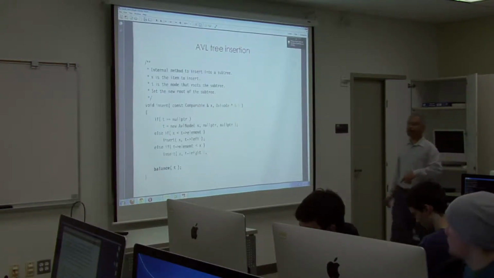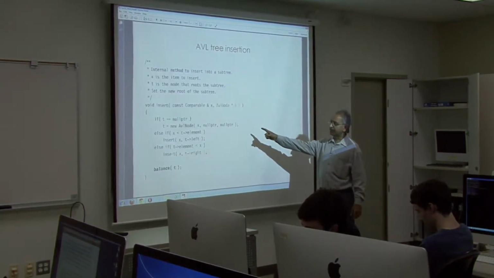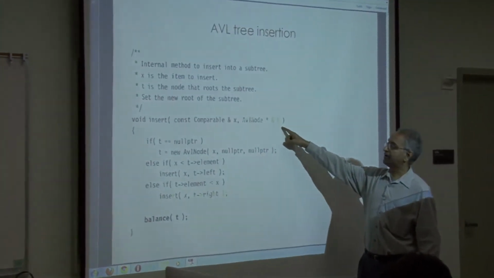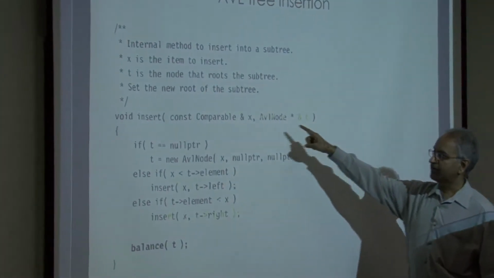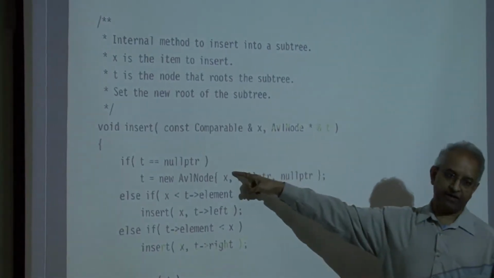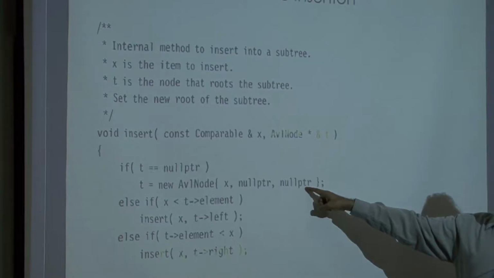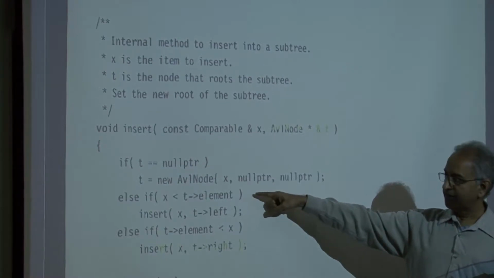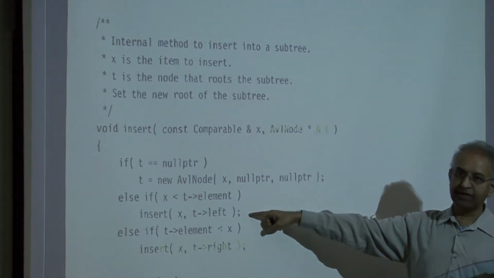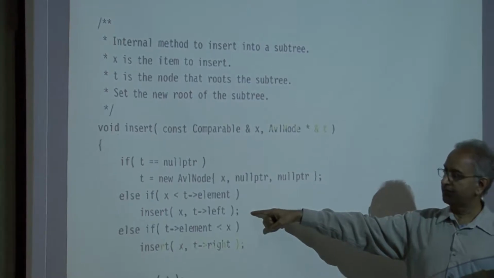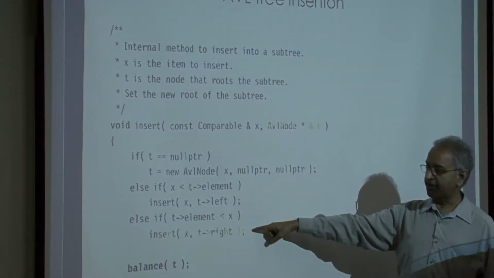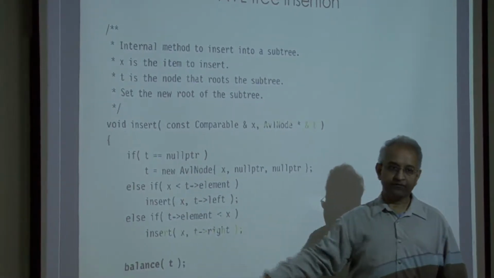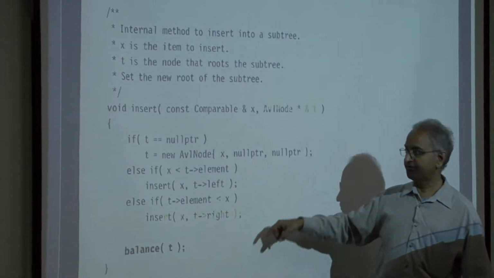So this is the code for insert. You want to insert a key X into a tree rooted at node T. It's an AVL tree node, and the key X is being inserted. If T is null, then you simply call a constructor to create a node with the key X. Else, if X is less than the root node's key, then you recursively insert on the left subtree, or you insert on the right subtree. And then you call the function to balance.